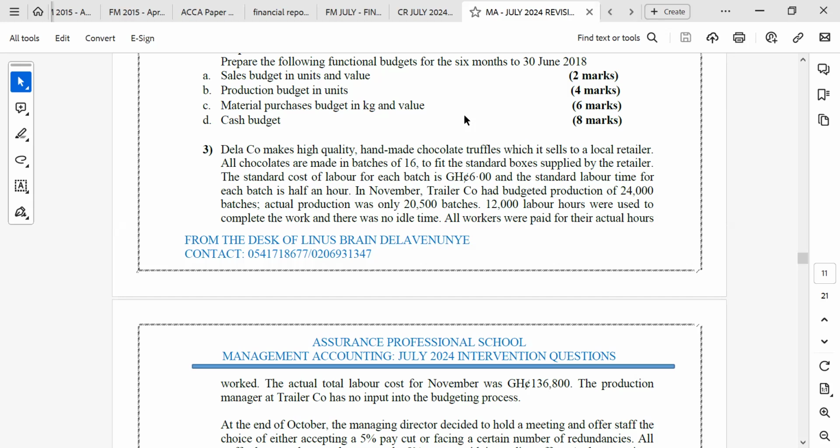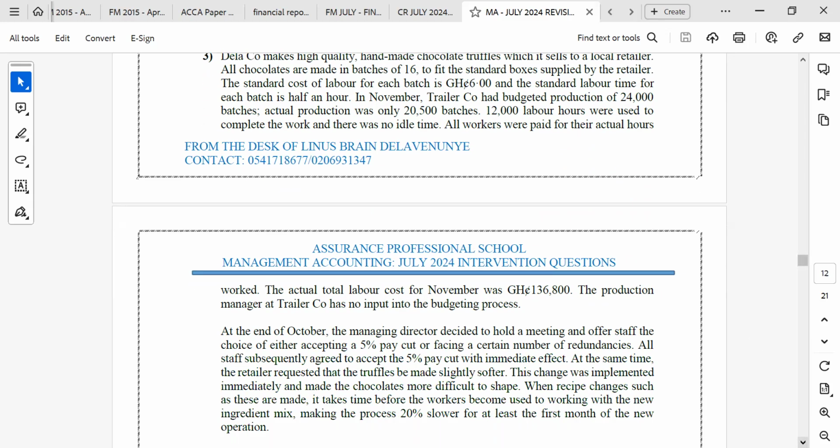Actual production was only 20,500 batches. 12,000 labor hours were used to complete the work, and there was no idle time. All workers were paid for their actual hours worked. The actual total labor cost for November was 136,800 Ghana cedis. The production manager at the company has no input into the budgeting process.